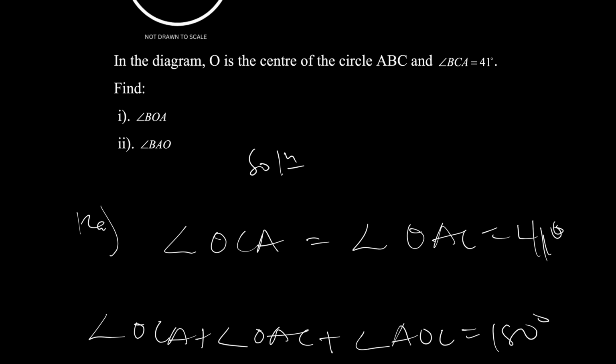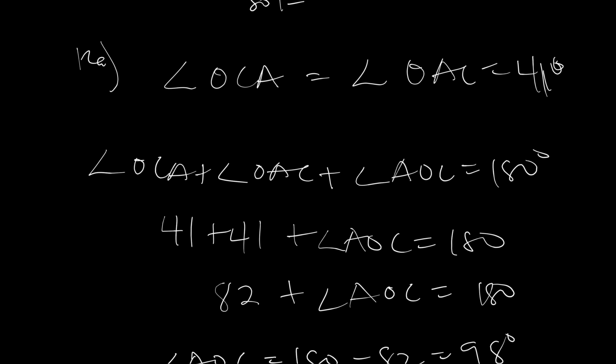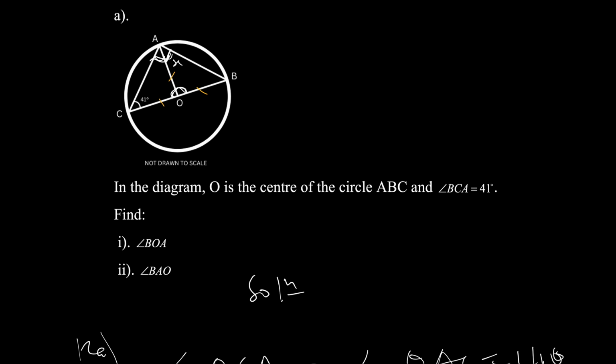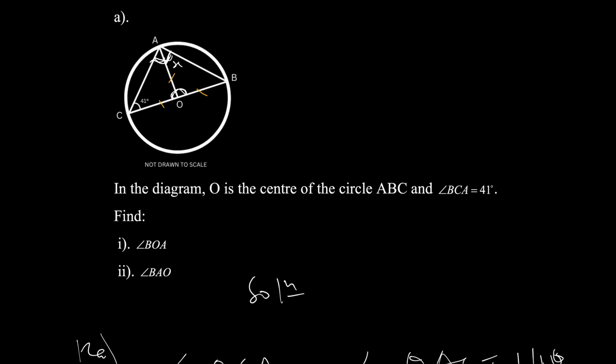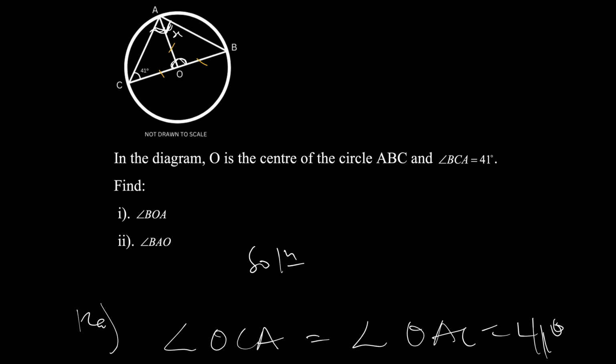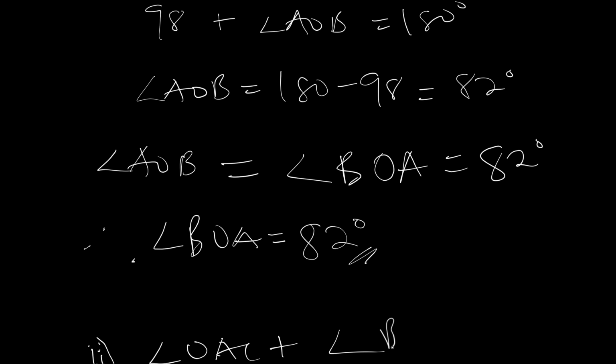Now moving on to (ii). We are being asked to find angle BAO. So this angle. But we know that the angle subtended by the diameter to the circumference of the circle is 90 degrees. And so everything here should be 90 degrees. So we can say that angle OAC plus angle BAO should be equal to 90.